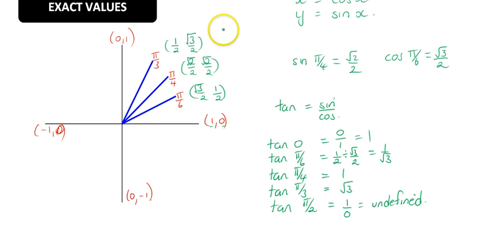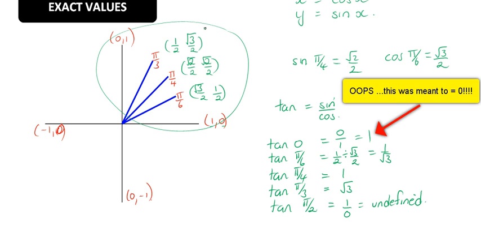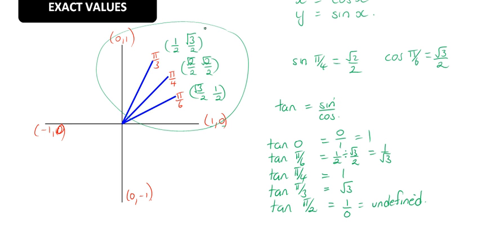So if you can remember this first quadrant here and that little trick, then in an exam you should be able to work out the sine, cos or tan of any of those exact values that you need. So hopefully that helps. Give it a go.